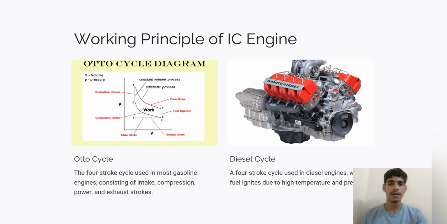Let's start. Working principle of IC engines. Otto cycle and diesel cycle. The four-stroke cycle used in gasoline engines consists of intake, compression, power and exhaust strokes. Then the diesel cycle, a four-stroke cycle used in diesel engines where fuel ignites due to high temperature and pressure. In the Otto cycle diagram, we can see that the graph is a volume and pressure graph. Now, the PV graph, we can also consider as the PV graph.